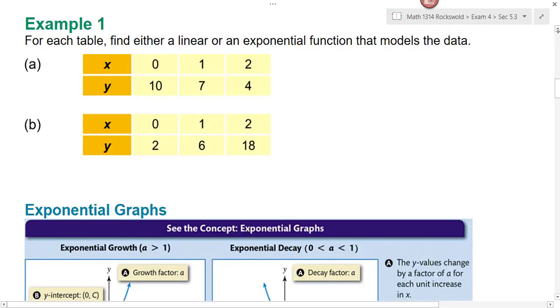In example 1, we're asked to determine whether we have a linear or an exponential function that models the data. If you'll notice here in part A, we're increasing x by 1 unit each time. And as we go from the first value of y, we're subtracting 3 each time in order to get to the next y value. Because we subtract 3, this would be a linear function. In part B, for each unit increase in x, it looks like I'm going to be multiplying the previous y by 3. So here, 2 times 3 is 6, and 6 times 3 is 18. So this would be an exponential function. So A, we have a linear function, and B, we have an exponential function.